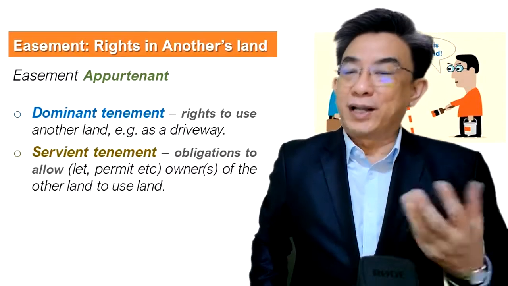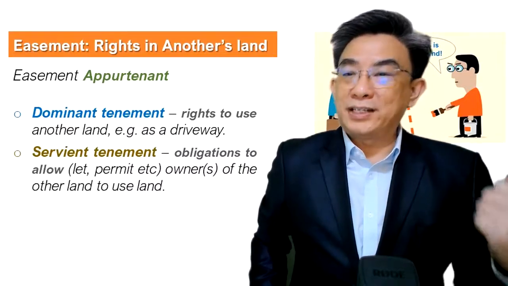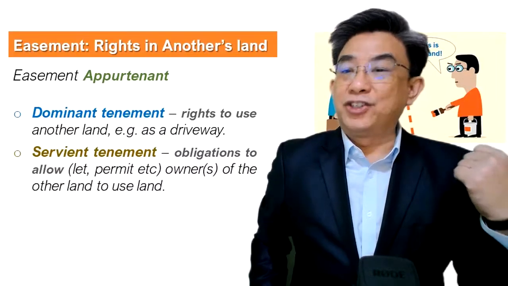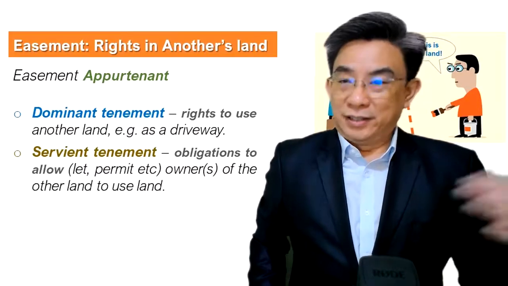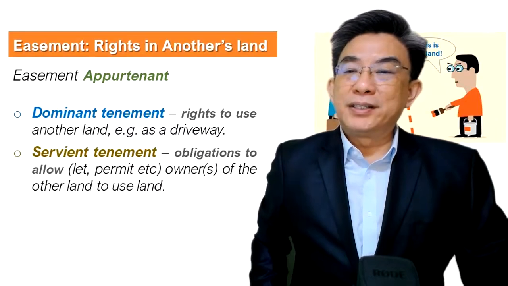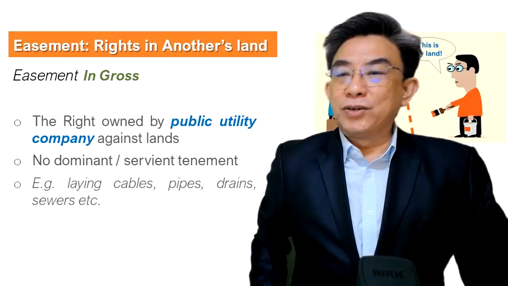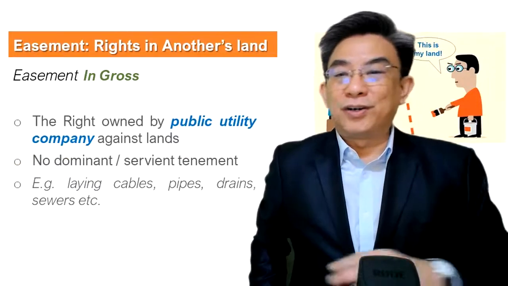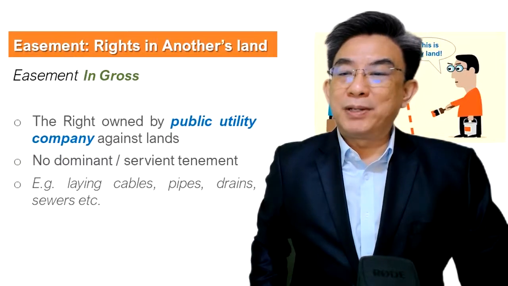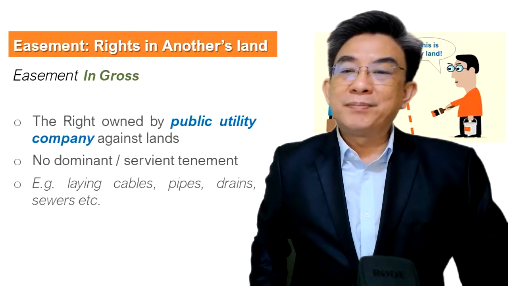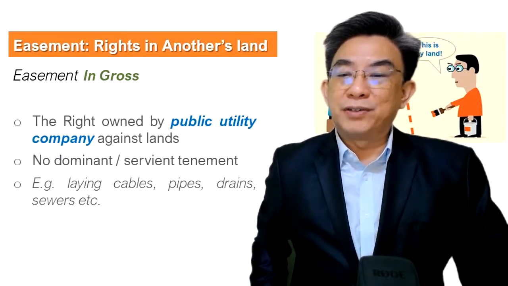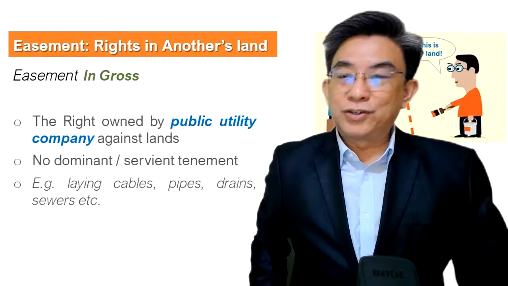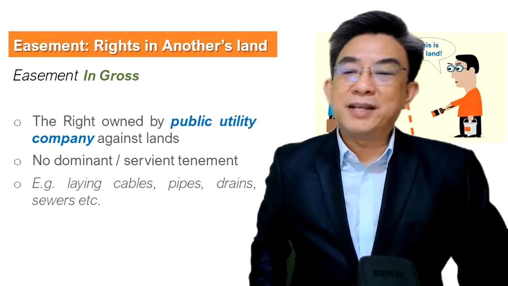You have this obligation to allow, to let, or to permit the other side owner, not just one owner, anybody living legitimately next door, to use your land. That will be the servient tenant. Now, easement in gross, like I say, is the right owned by public utility companies against land. So there's no dominant or servient tenant. This is for the public utility company to come and lay pipe, cable, drain, sewerage for servicing. Sometimes they will have to do work that may encroach on your land, but they have the right to lay the pipes underneath your land.